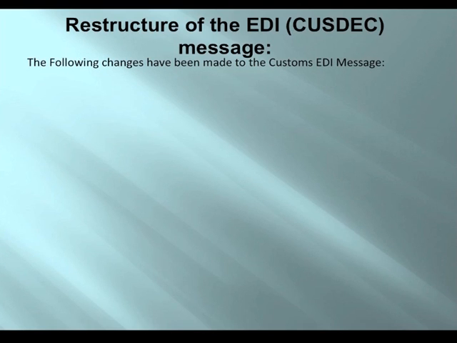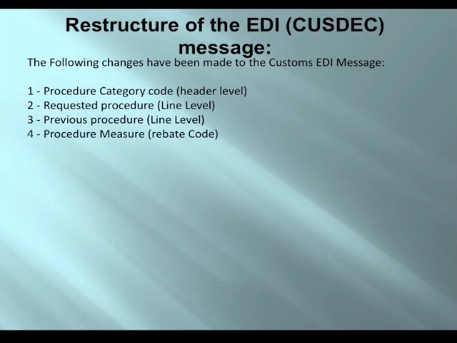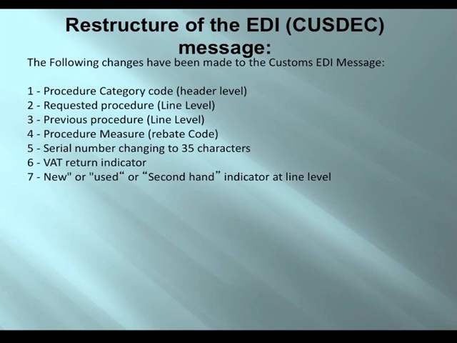Okay, the following changes have been made to the EDI messages, and these are just some of the small changes. One is the procedure category code at header level, the requested procedure code at line level, the previous procedure code at line level, the procedure measure or rebate code, the serial number changing to 35 characters, the VAT return indicator, the new used or second-hand indicator at line level.